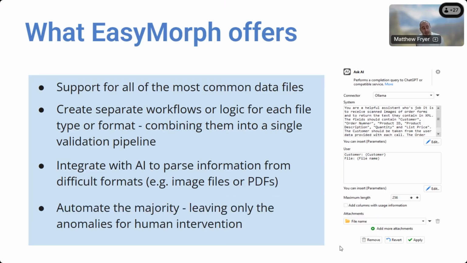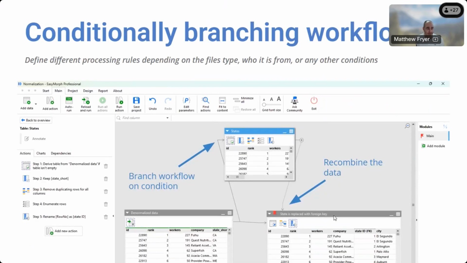And ultimately, we should be able to automate that process of validating the format of these files so that human beings aren't having to do all of the work or the majority of the work. We can let EasyMorph take care of that and build steps into our workflows to divert those things that aren't quite right, that don't validate correctly, to people so they can just deal with the problems and not have to validate all of the good data as well.